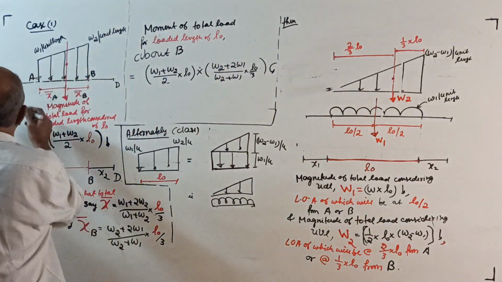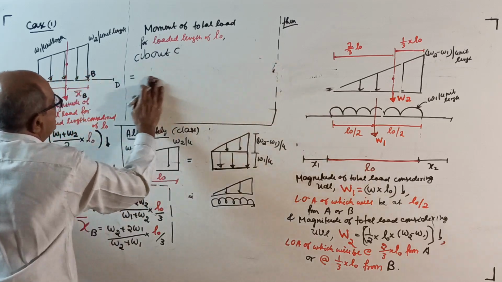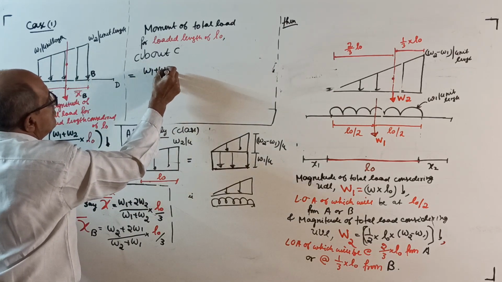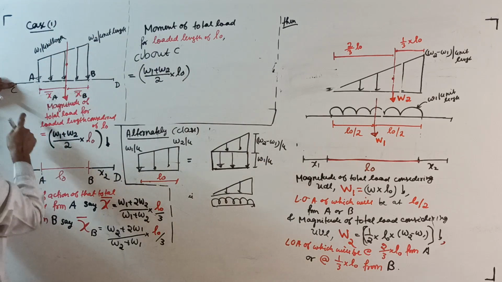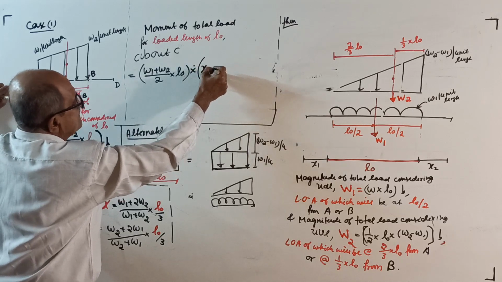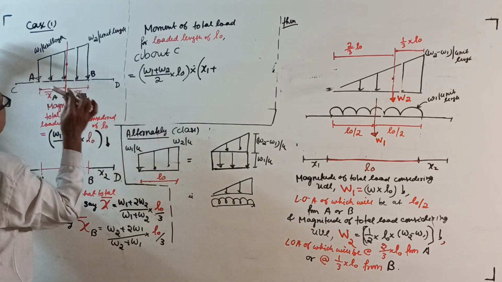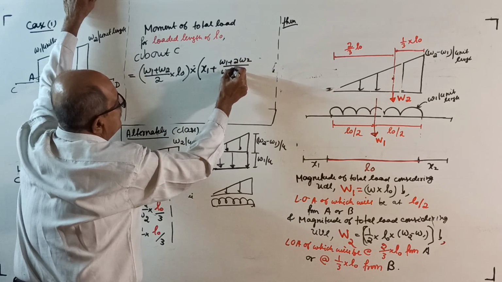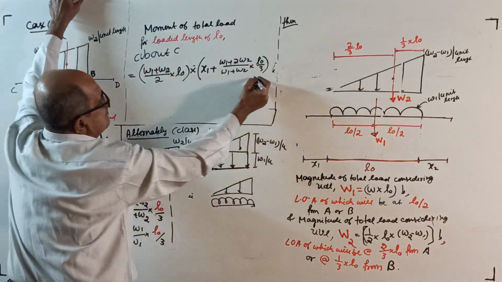Okay, next. Moment about C. I'll give one more space here. Equal to W1 plus W2 divided by 2 into L0, which is the total load, into X1, plus further from here to here. Don't write X A bar. Don't see here. Into this distance, that is W1 plus twice of W2 divided by W1 plus W2 into L0 by 3. That moment will be clockwise.